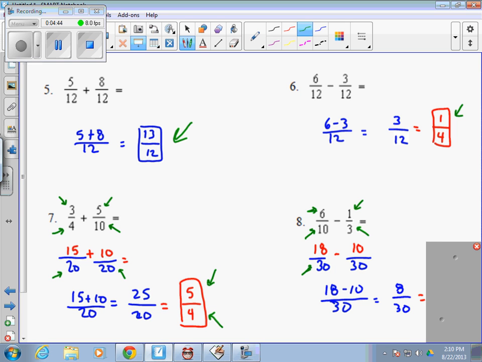But it's not quite simplified because there's a number that goes into both of them, and it's the number 2. 2 times 4 gives you 8, and 2 times 15 gives you 30. So therefore, 4 over 5, there's no number that goes into both of those.